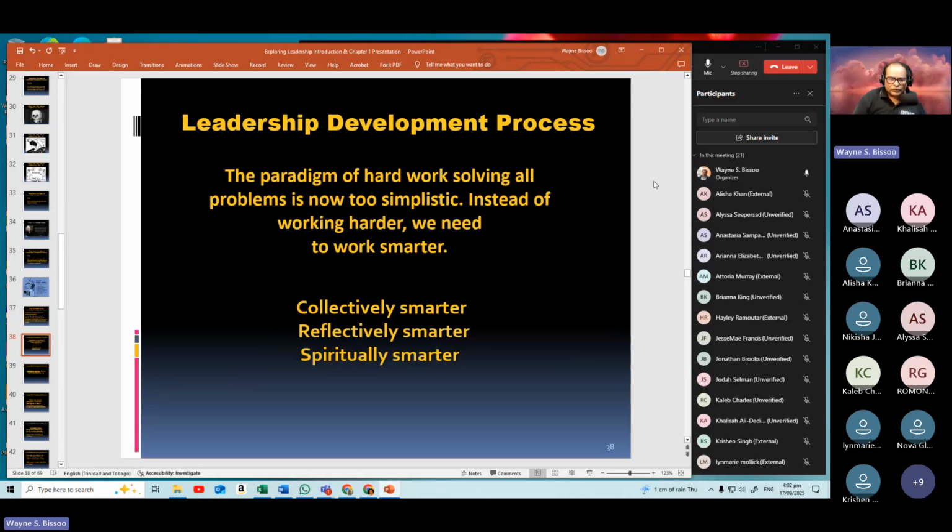Okay, so we want to talk about some paradigms here. A paradigm is simply a way in which we look at situations or groups of solutions. So we know this paradigm of hard work.